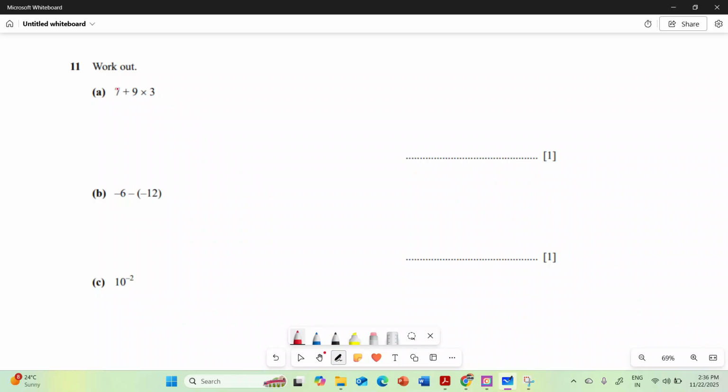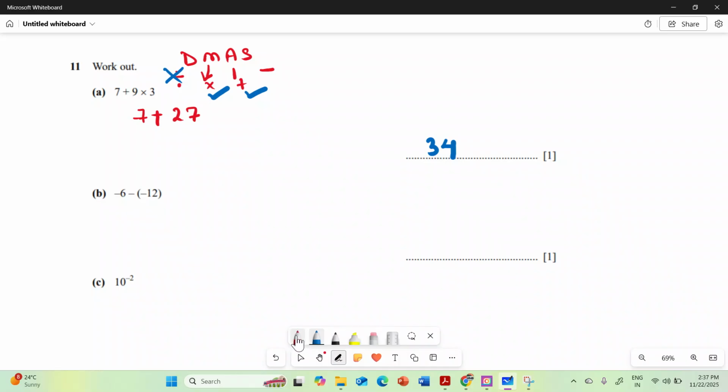Here I have a question. This is the workout only. For this question we will use BODMAS. First we have to check whether divide is there. Divide is not there, so multiply first: 7 plus 9 times 3 is 27. Then 7 plus 27, now add. First is multiply, then add and subtract, and this is divide. We will not apply divide because divide is not there. Then we will apply multiply, then addition. So my answer is 34.